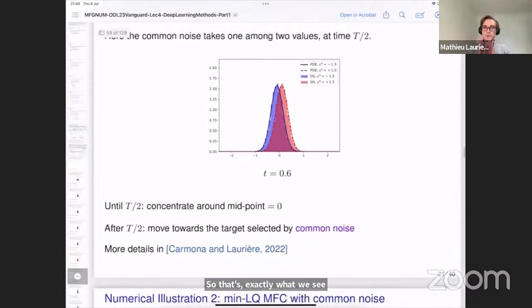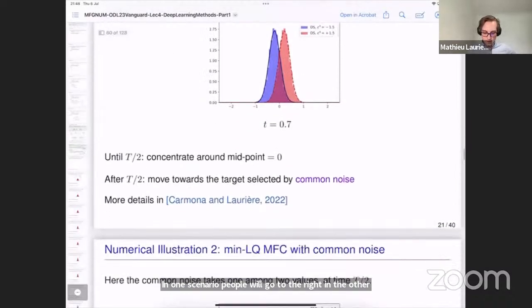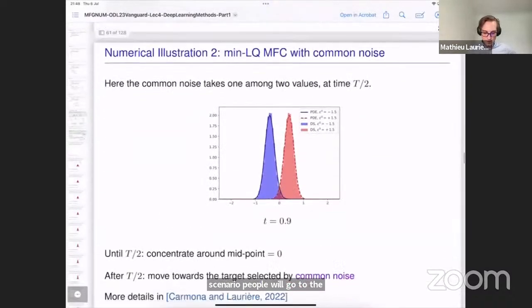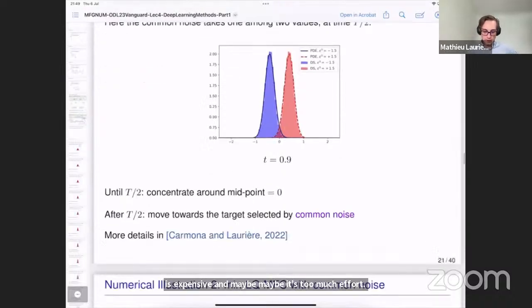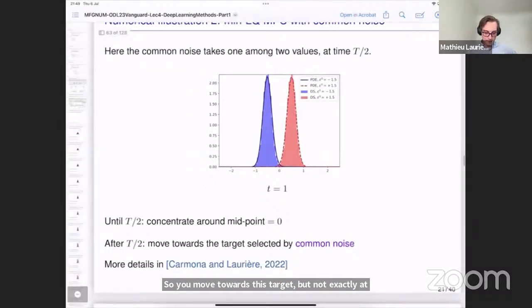And then the two scenarios are different. In one scenario, people will go to the right. In the other scenario, people will go to the left. And they don't reach exactly the target. Why? Because there is a cost to move. So moving quickly is expensive, and maybe it's too much effort. So you move towards the target, but not exactly at the target, not exactly until the target.